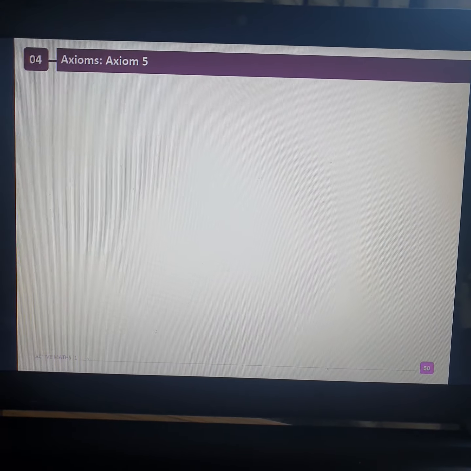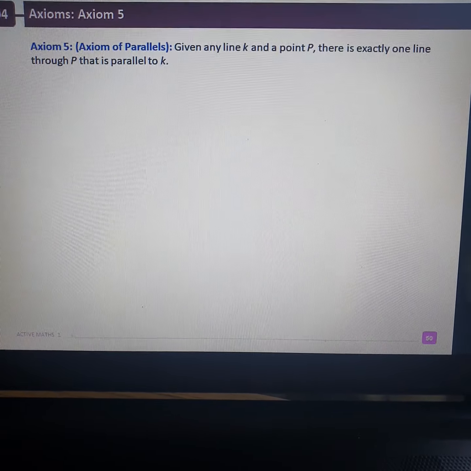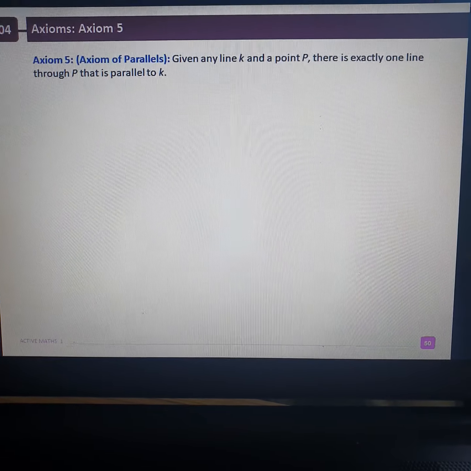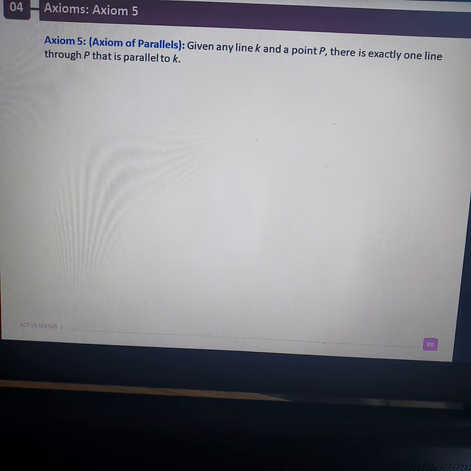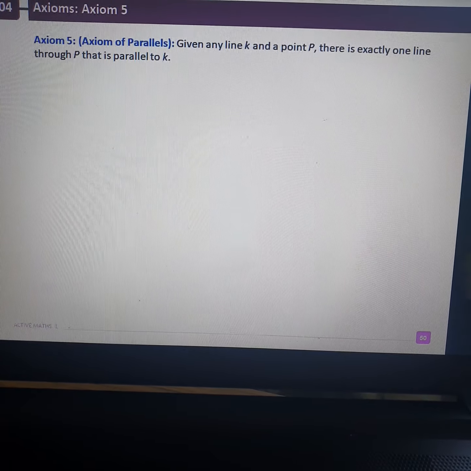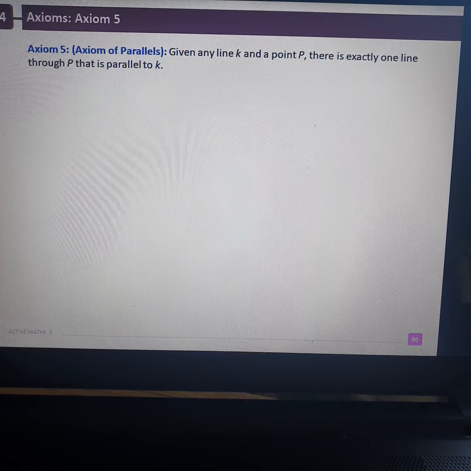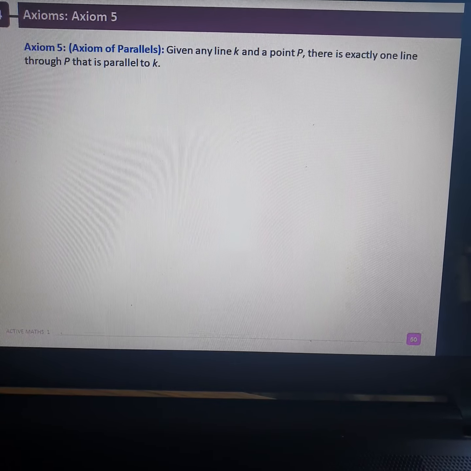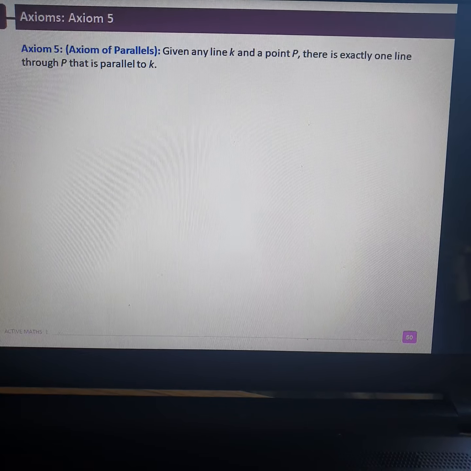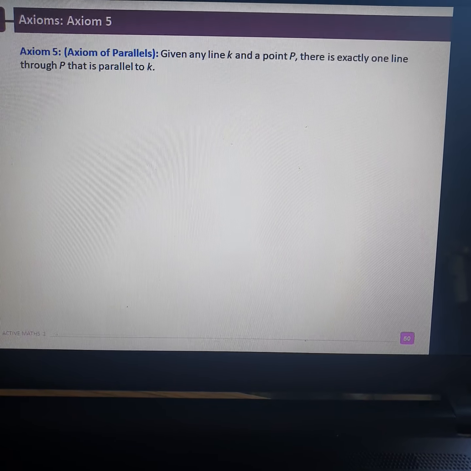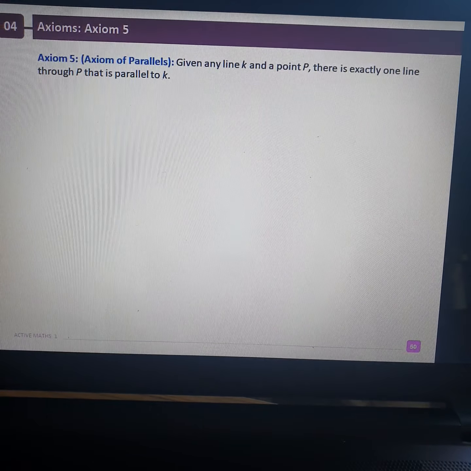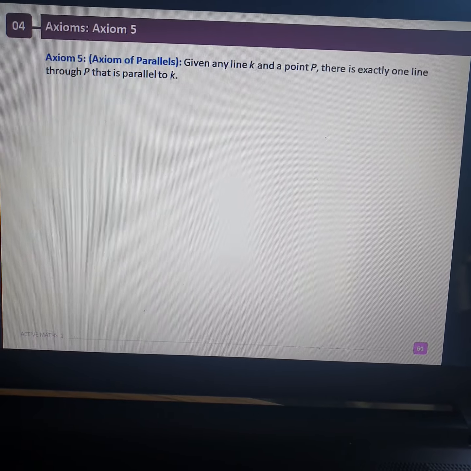And the last axiom that you take down. I know it says axiom 5 because we don't do axiom 4 yet. We do axiom 4 next year. So axiom 1, axiom 2, axiom 3, axiom 5. Axiom 5 is the axiom of parallels. It says that given any line K and a point P, the point is always marked by a capital letter and the line by a lowercase letter, there is exactly one line through P that is parallel to K.